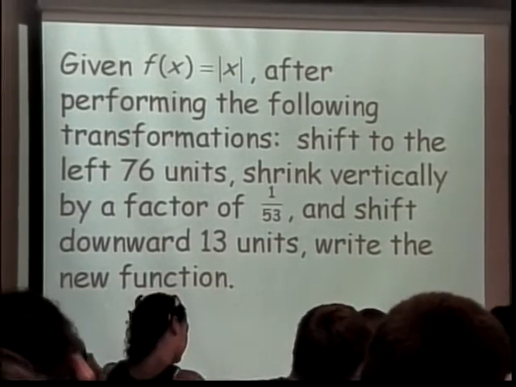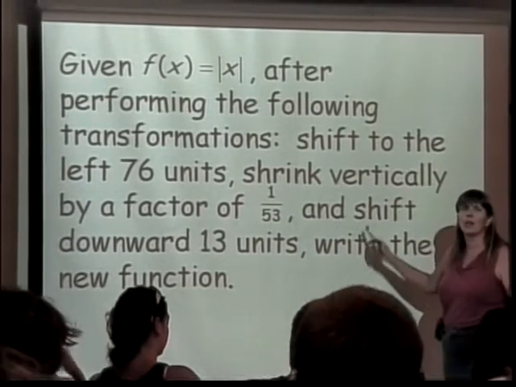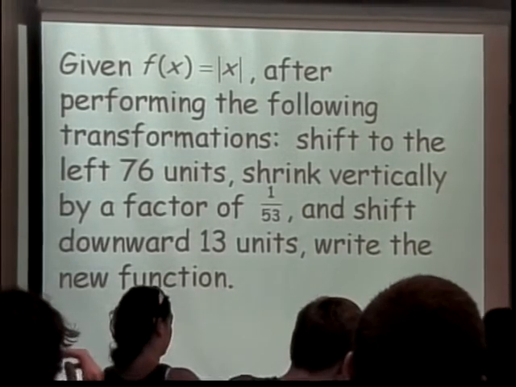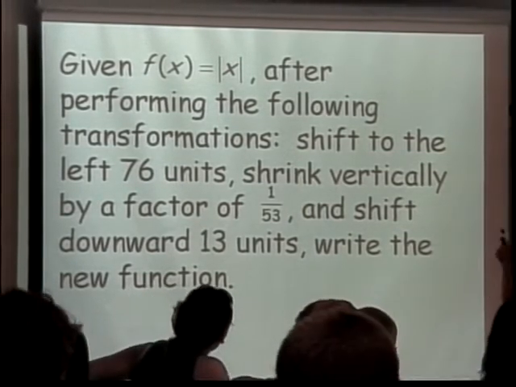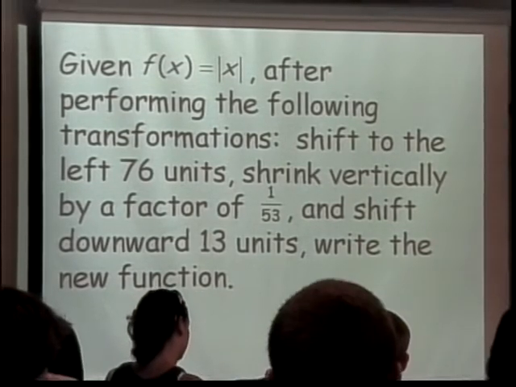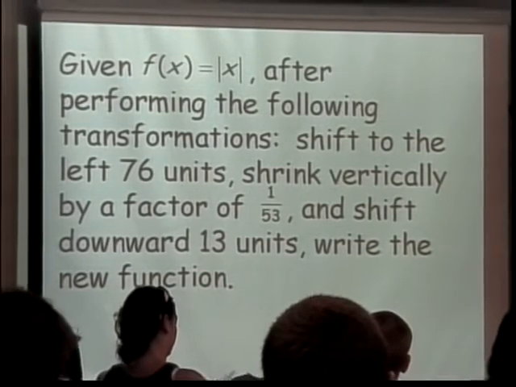Our original function is f of x equals the absolute value of x. We are going to do all of the following to it. Whenever you get one of these problems that lists multiple transformations, it means do them all and then tell me what the final function is. Even if it lists them as 1, 2, 3, it means do them all. Okay, because that's how the web work is set up.